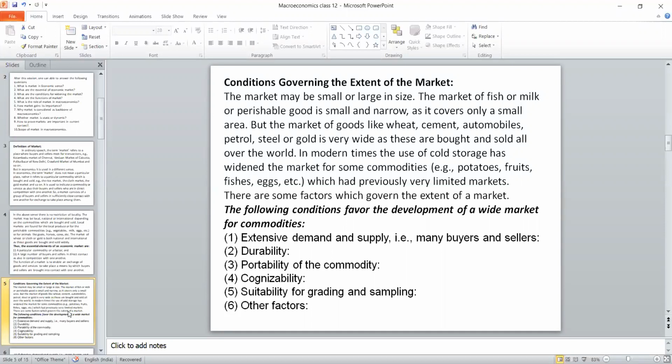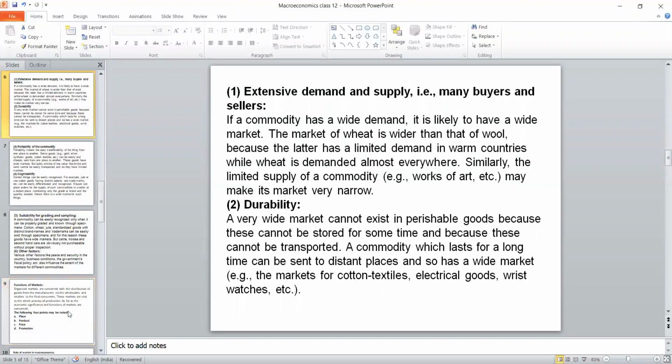The third factor is how portable the product is. Then the fourth one is recognition. That means cognizability. How many people are ready to accept that product. The fifth one is the suitability for grading or sampling. Any other factor which influences the size of the market will be discussed in the last one, other factors. We will discuss one by one.